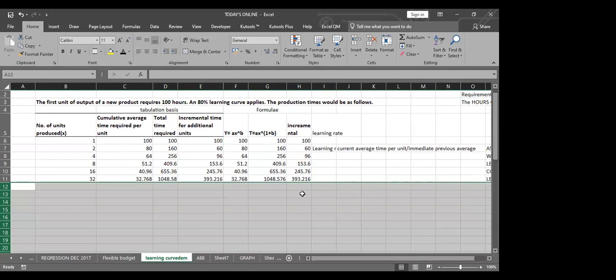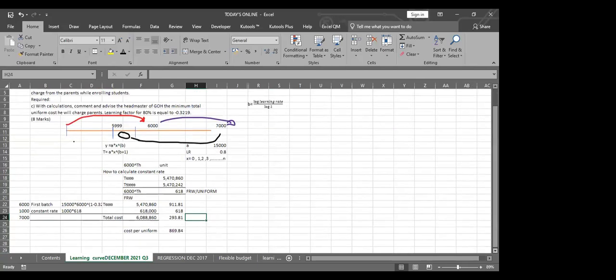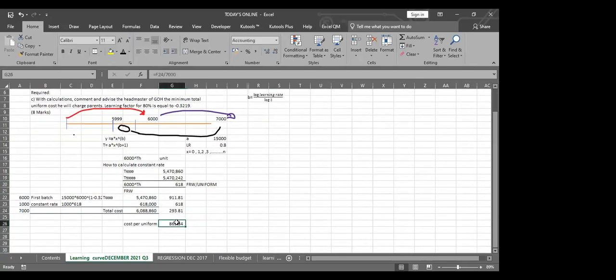So if you check properly, you notice that if they divide, the cost per uniform will be cheaper, because they'll produce that uniform at around what you have seen here, which is what they charge, 800 and something for all those uniforms if you divide. So that is what I can say for that.